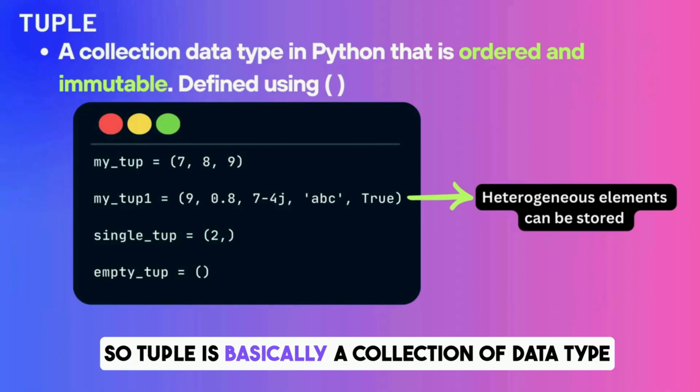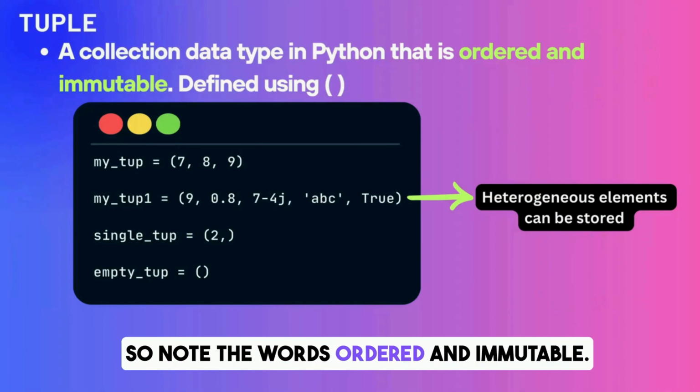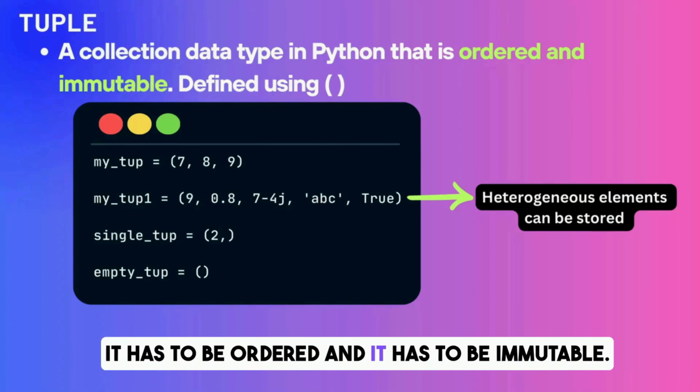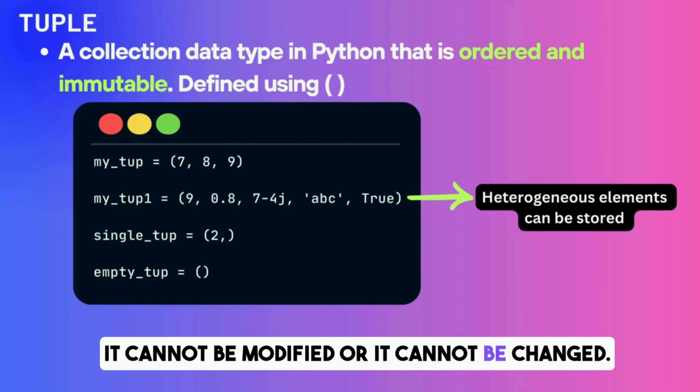So tuple is basically a collection data type in Python that is ordered and immutable. Note the words ordered and immutable, because whenever we are storing values in a tuple, it has to be ordered and it has to be immutable. Immutable means it cannot be changed. Once you store the value, it cannot be modified.